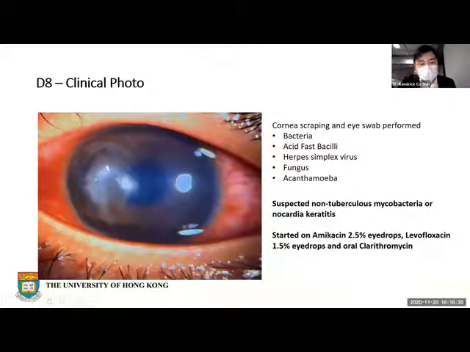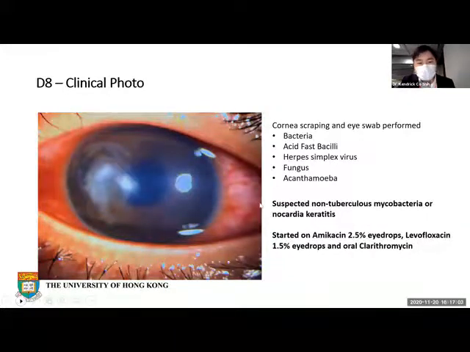But what I noticed was when I was doing the scraping, the lesion was quite superficial. So it seemed to be involving the epithelium, subepithelium, and also the anterior stroma. And so at that point in time, my working diagnosis was non-tuberculous mycobacteria. And I started the patient on amikacin 2.5%, levofloxacin 1.5%, and oral clarithromycin. I subsequently changed the levofloxacin to moxifloxacin 0.5%.